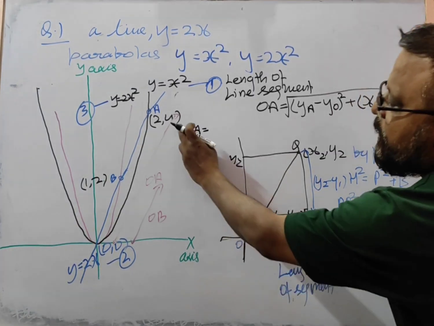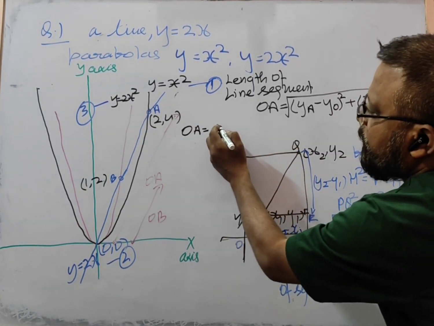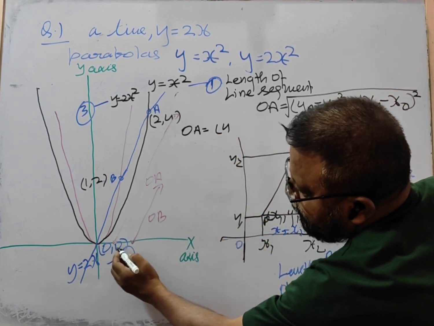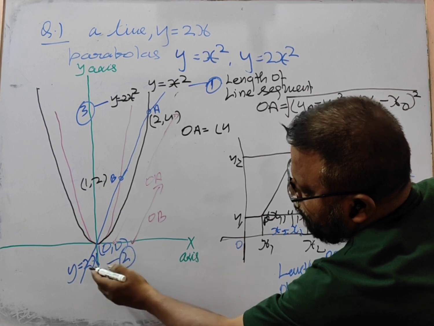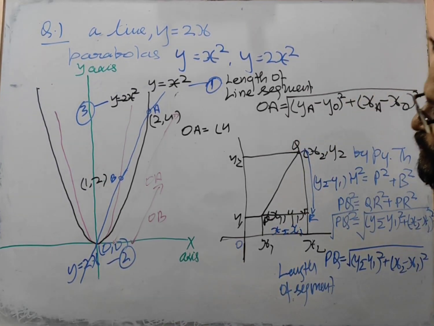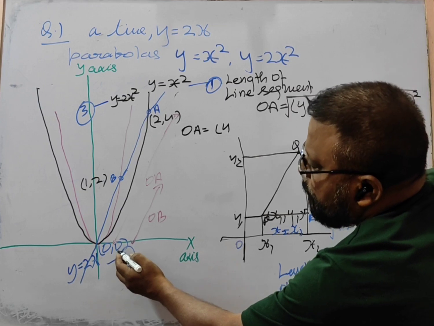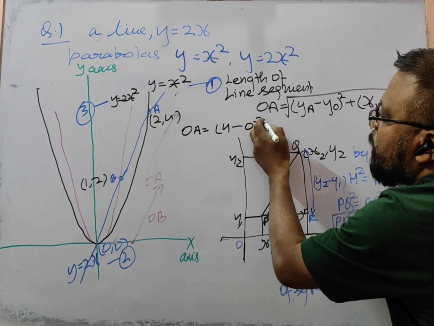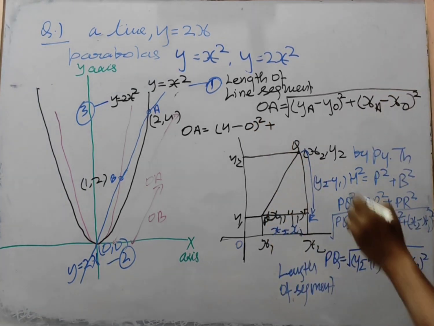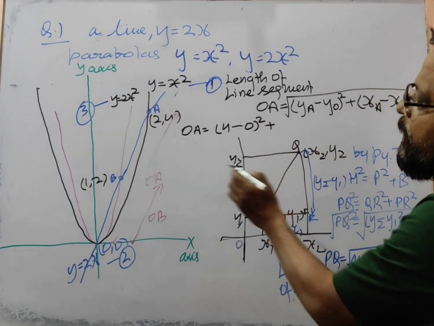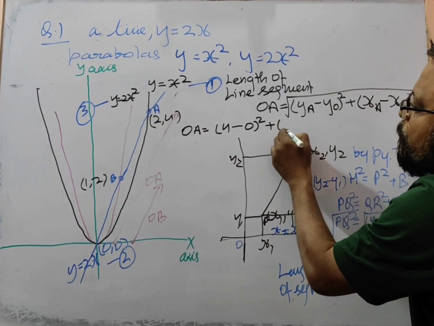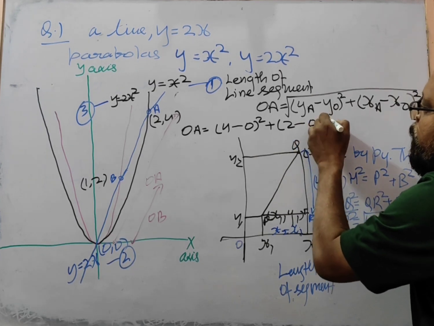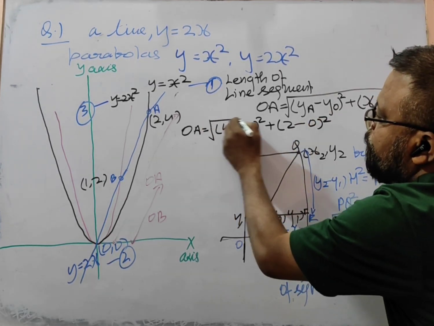YA is 4, so I write here 4, and YO is 0. The coordinate of origin is 0 comma 0. So YO is 0. So I write here y minus 4 minus 0 whole square plus XA. XA is 2, so write here 2 minus 0 whole square. And I take the square root of all these.